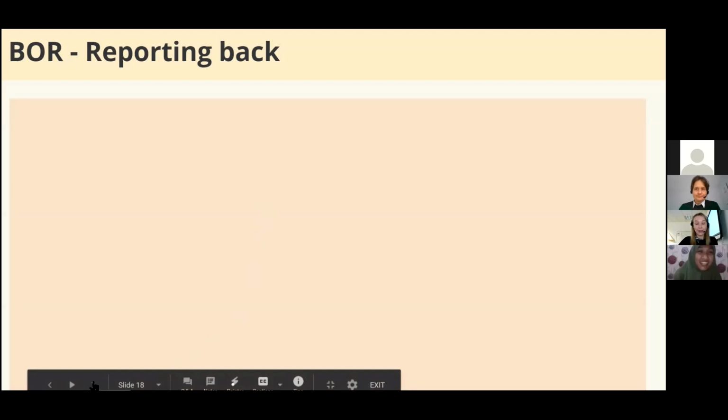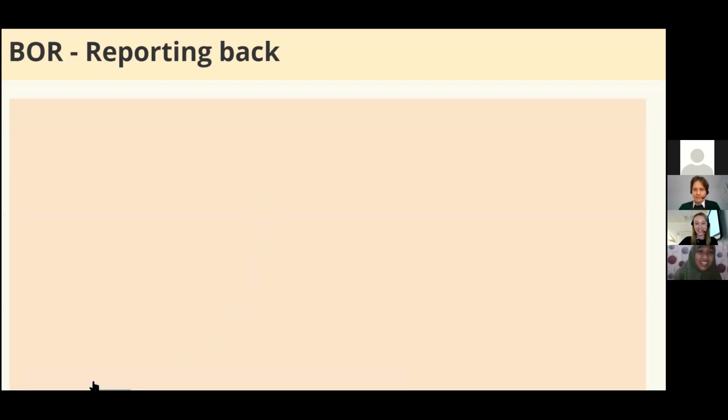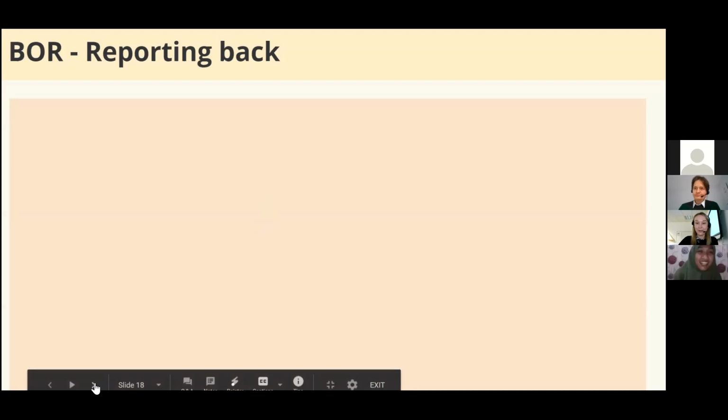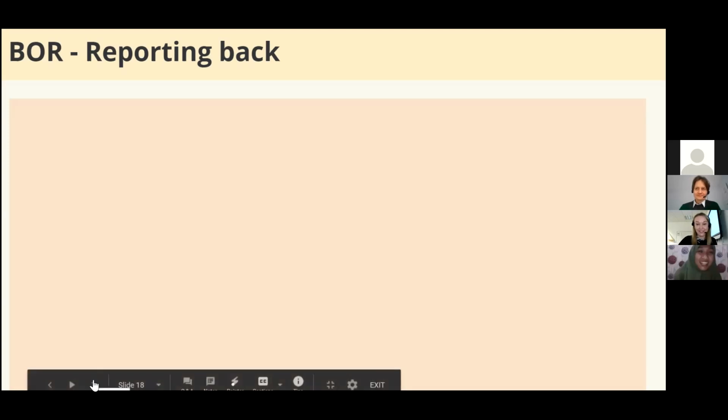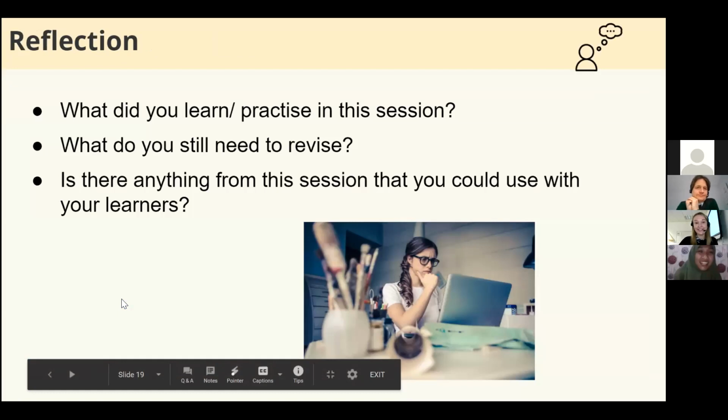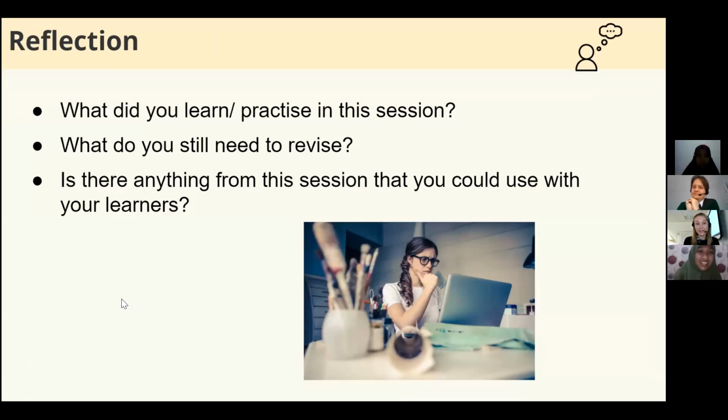Okay, so thank you. For us to reflect on this session, I think it would be very useful to allow you more time for the group work activities next week, as some people suggested. So certainly we'll do that. We'd also now like to give you the chance to reflect a little on what you've learned and what you've practiced today in the session. Is there anything that you think you still need to revise? Any of the language, for example? Is there anything that you still want to know more about? And are there any ideas that you've taken from this session today that you could perhaps use with your students?